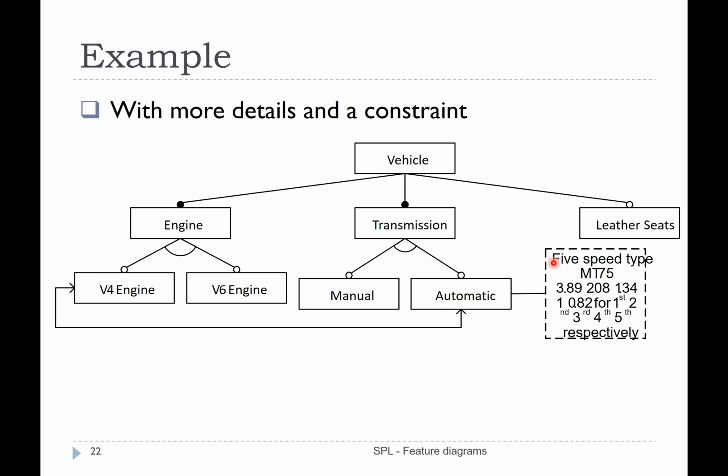An attribute, you think of it as a note. It's a little box that just has some information about what other feature it's linking to. So about this automatic transmission, we get 5-speed, and a whole lot of technical details that exist about it as well.